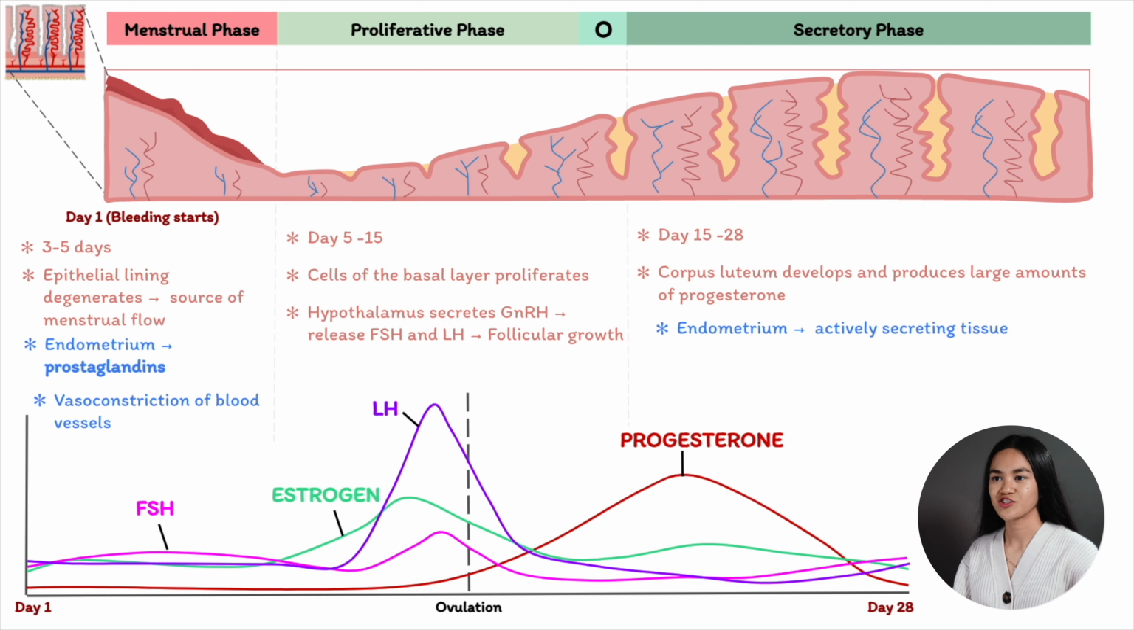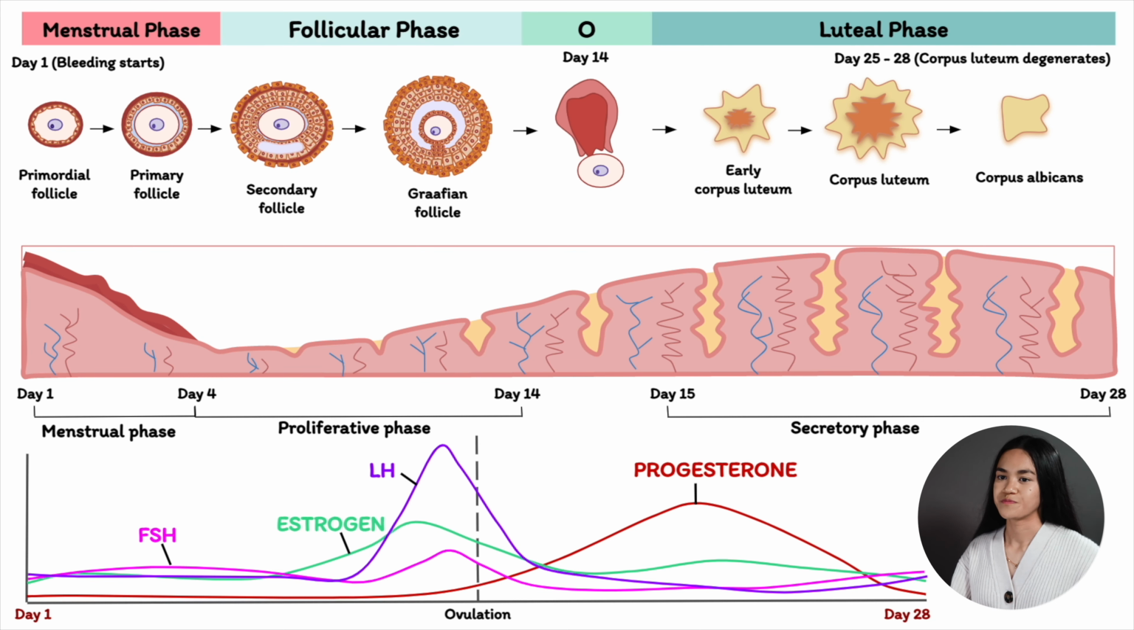Before we end this lecture, let's combine the uterine cycle with the ovarian cycle and take a look at the overview process of the menstrual cycle and how both of these phases, the ovarian cycle and uterine cycle, match and line up together. Let's quickly recap what we've covered.